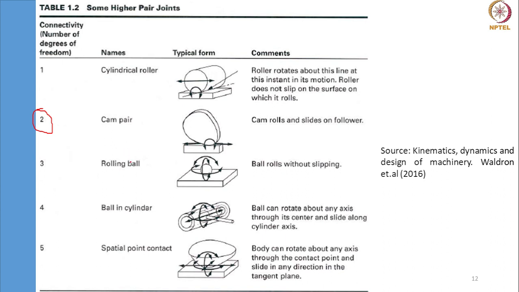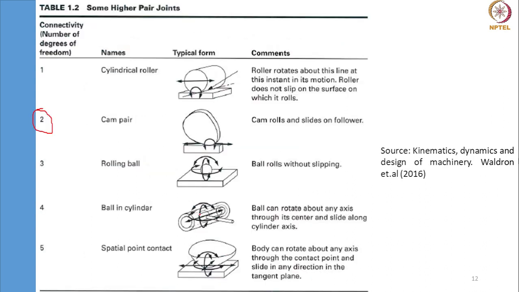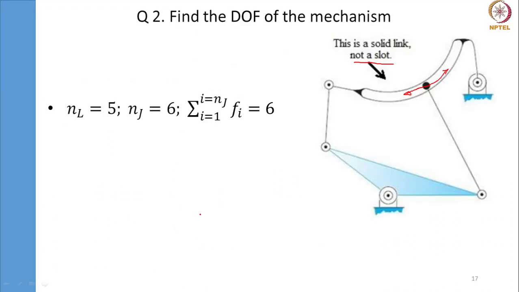That's the reason why I made a table of this, so that we have proper clarity on degrees of freedom for every joint. We need to have this at the back of our hand, so that we don't make mistakes. Any questions in this problem?